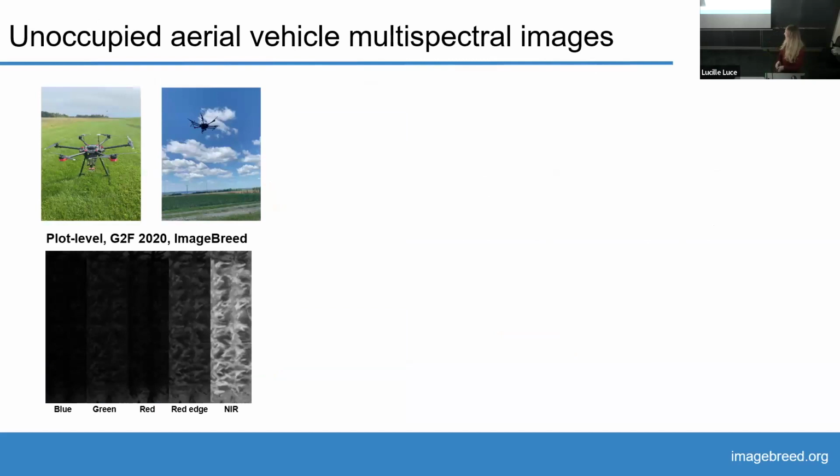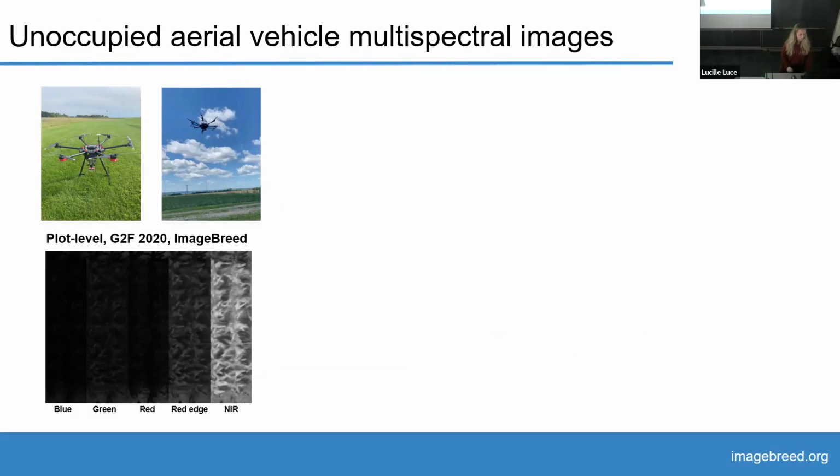So I'm going to be talking about 2 different platforms and sensors. First, we have multispectral images collected by unoccupied aerial vehicles. And then we also have LiDAR scans collected by unoccupied ground vehicles. So all of this data was collected on genomes to field maize hybrids planted at Musgrave Research Farm in Aurora. And these are all 2-row plots.